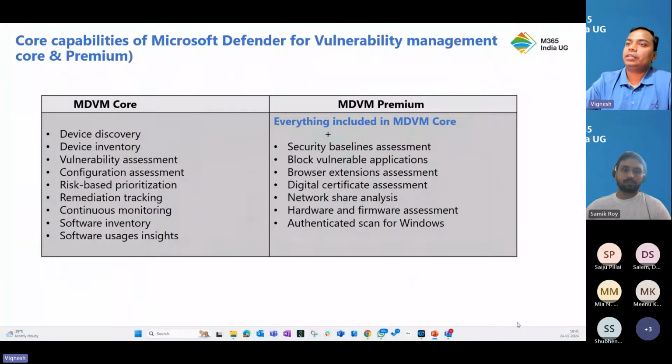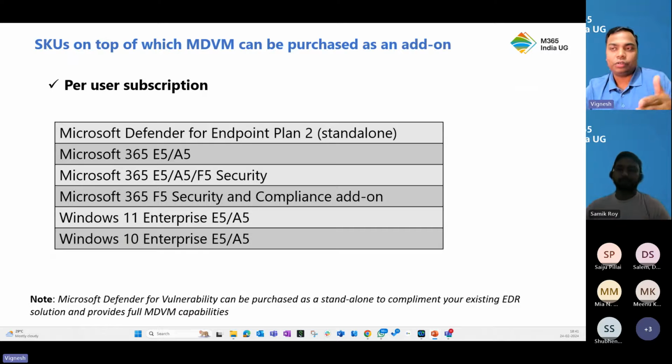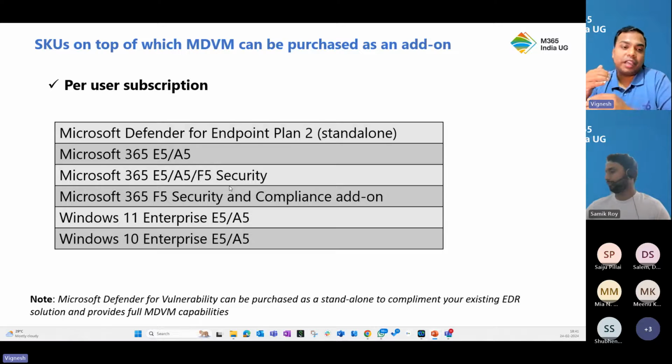Okay, so here are the different SKUs. One thing you need to be very clear about is that all this time, for Defender for Office 365, Defender for Identity, and Defender for Endpoint, all the SKUs I was showing included those products. But for MDVM, these are SKUs on top of which MDVM can be purchased as an add-on. So you need to have these as a base license, and MDVM can be purchased as an add-on. Just be very clear about it. It doesn't mean that just because you have this, you're going to get it. You need to purchase it. These should be the base licenses on top of which you can purchase MDVM as an add-on.